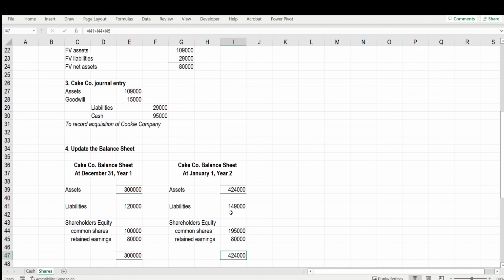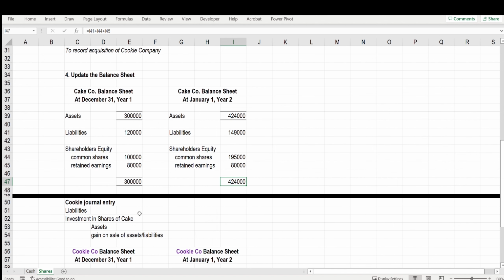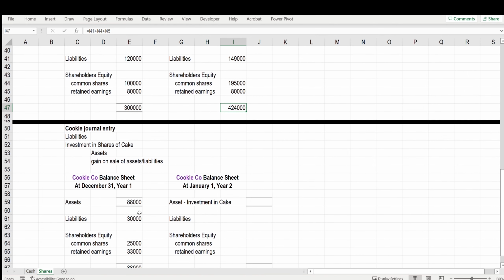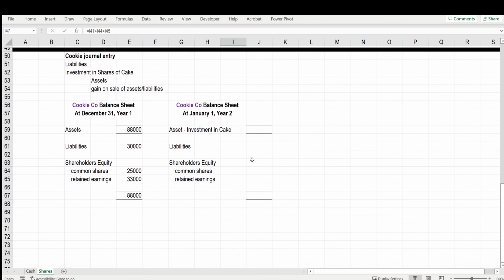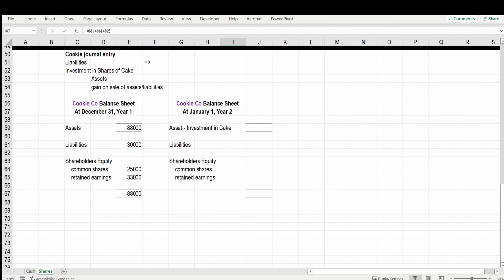So as you could see, the balance sheet is higher when we do a purchase with shares as opposed to doing a purchase with cash. So this can be something that you look into when you're analyzing the merger and acquisition of a company. So now let's take a look at the journal entry again. Similar thing to what we did for the cash purchase. What would the journal entries and balance sheet changes look like for the acquiree, or Cookie Company?